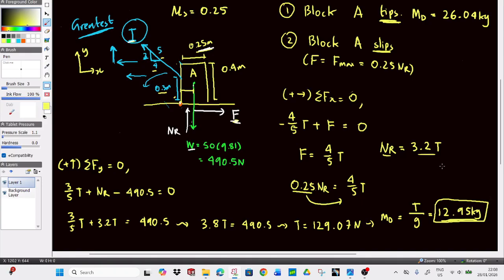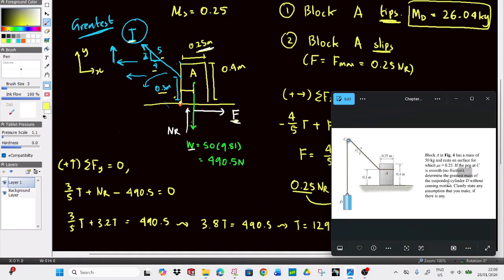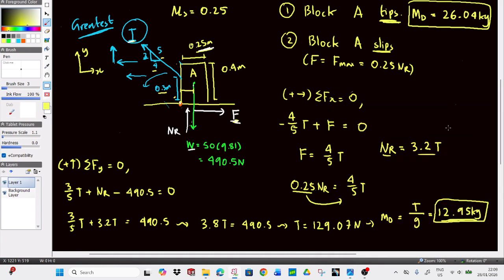And if block A were to tip, then the mass is assumed to be 26.04 kg. So which one is bigger? Because the question asked what is the greatest mass of suspended cylinder D without causing motion? So let's think a little bit through. If the mass of cylinder D happens to be 12.95 kilos, roughly 13 kilos, and here is about 26 kilos, you can see that it's roughly a half. If block A were to slip, you just need 13 kilos, but if block A were to tip, you need about 26 kilos.